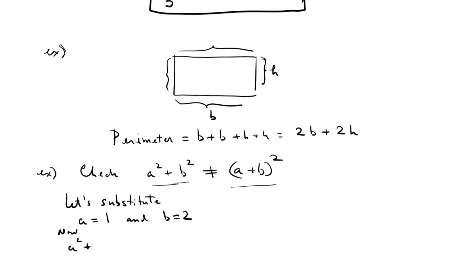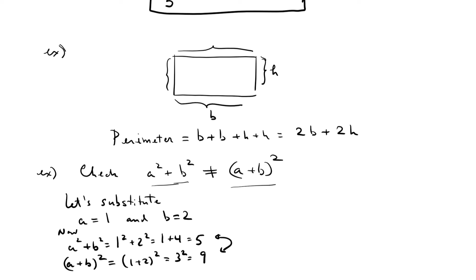Now, if I evaluate a squared plus b squared with these values, I get 1 squared plus 2 squared. That's 1 plus 4, which is 5. If I evaluate the right hand side, I get a plus b squared, so it's 1 plus 2 squared, that's 3 squared, which is 9. And those are not equal. So it does show that this doesn't work.